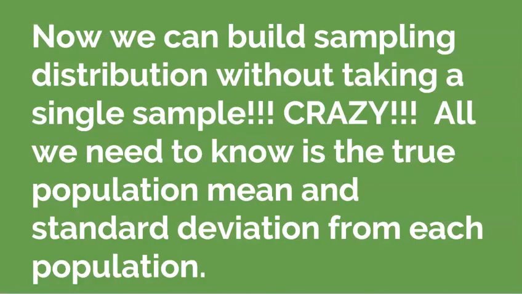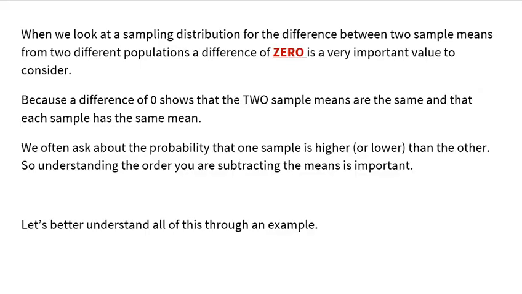All right, now we can build a sampling distribution without even taking a single sample. It's really crazy, but all we need to know is the true population mean and standard deviation from each population. The last thing I'm going to leave you with is oftentimes when we're comparing two different populations, when we're comparing two different samples, we want to ask you about when one is possibly going to be bigger than the other. And this is where the order you subtract does matter.